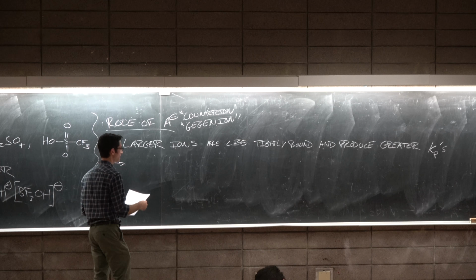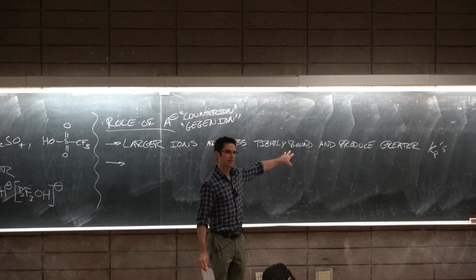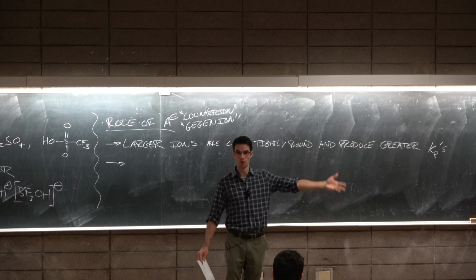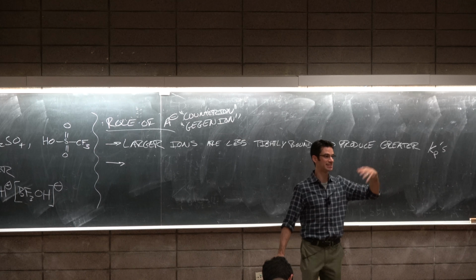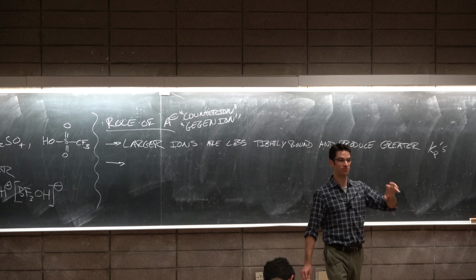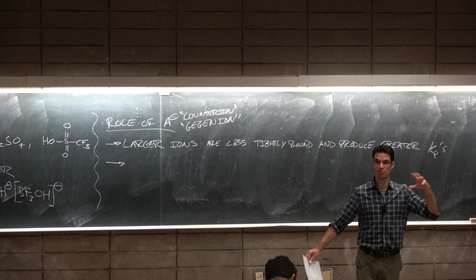So they're less tightly bound. Why would this matter? They're less tightly bound, so if they float away a little bit farther or for longer, then more monomers have time and space to sneak in there and add to the growing chain. And the counter ion floats away farther and for longer if it's bigger, because it's not as attracted to the positive charge of the growing chain end. Is that okay?